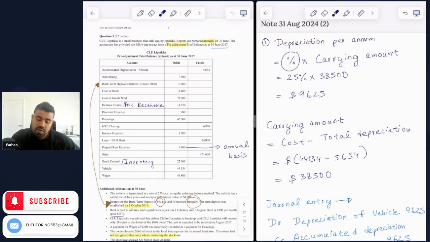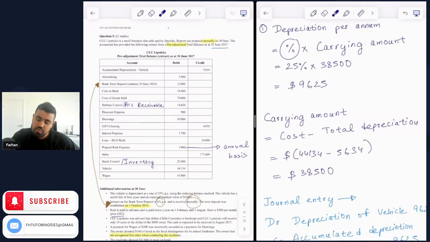Now, the reason we want to find the carrying amount is because we're using the reducing balance method. So when you're using the reducing balance method and you want to find the depreciation of the asset in year 2 or year 3 of its usage, then you have to apply the percentage, which is 25 in our case, multiplied with the carrying amount. So how do we find the carrying amount? The carrying amount at any given point in time can be calculated by taking the original cost and then subtracting the total depreciation, which is also known as the accumulated depreciation.